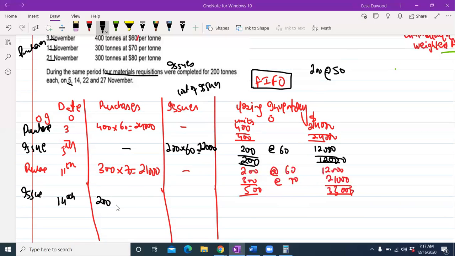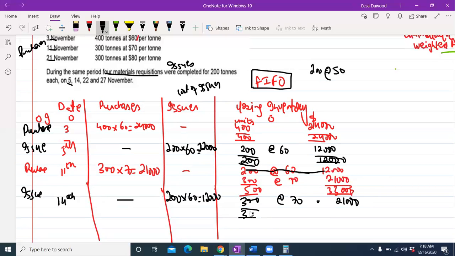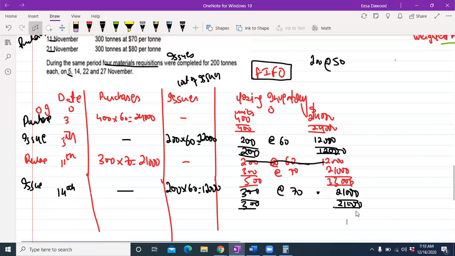So it's going to be 200 at, so not here, not in this column. We purchased nothing on this date. Issues were 200, and since it's FIFO method, first in, first out, we're going to issue it at 60, so it's going to be 12,000. This is out of the inventory now. What is left? We are only left with 300 at 70, which means we have 21,000. So when we close, we have 300 units of the value 21,000.